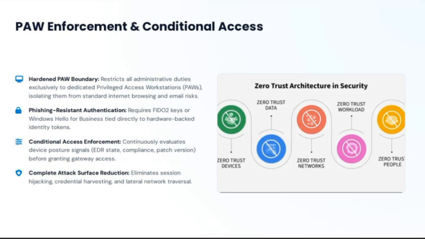A PAW breaks this attack chain by establishing a dedicated, hardened hardware boundary around administrative tasks. Daily productivity happens on a standard corporate laptop. High-privilege administration happens only from a PAW. How do we enforce this technical boundary? Through intelligent conditional access policies built on 4 key elements.